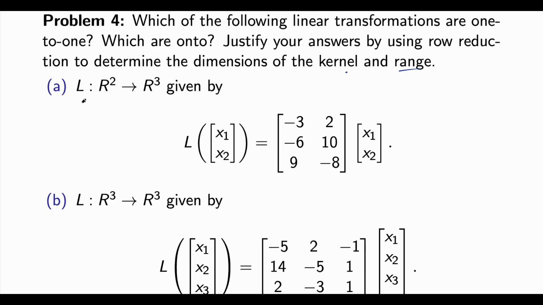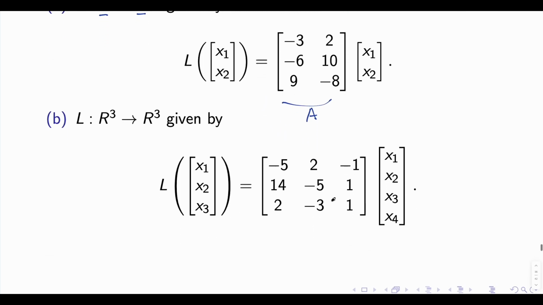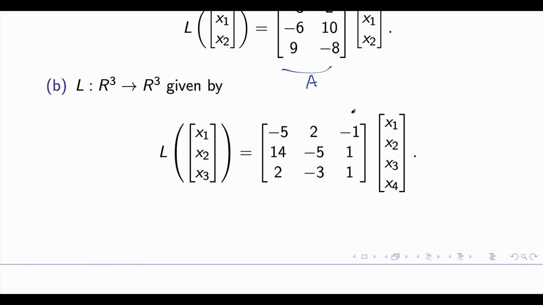So L is a linear transformation from R2 to R3 given by L of x1, x2 is equal to this. So this is your matrix A. You have to perform RREF on this matrix, okay? And solve AX equal to 0. After applying RREF, let's say the equivalent matrix is B. So you have to solve BX equal to 0 to get the kernel, right?